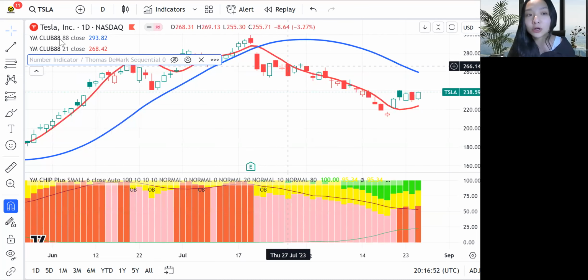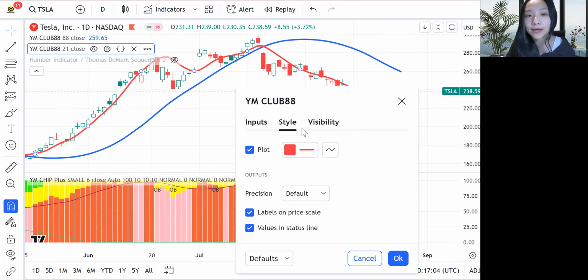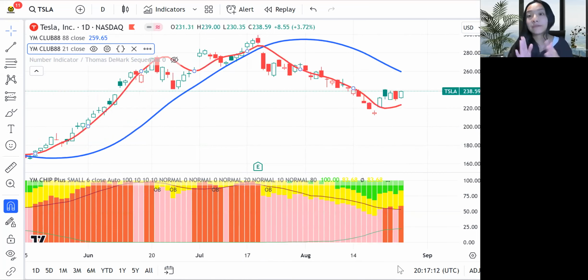Okay, and then the second one, the red line, is YM Club 88, but I changed it to 21. So basically, you just click this setting button, and you can change the length to 21. This is more sensitive and it's perfect for a short-term investor, short-term holder, short-term trader. Okay, so how to use this?